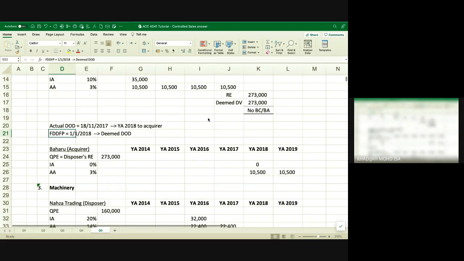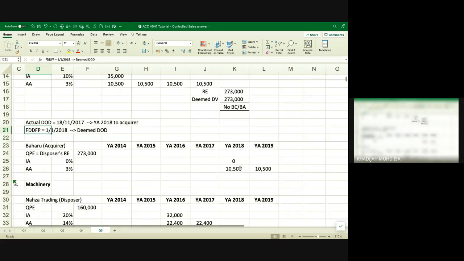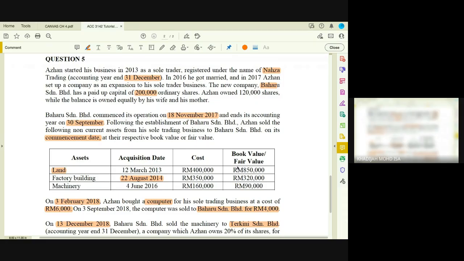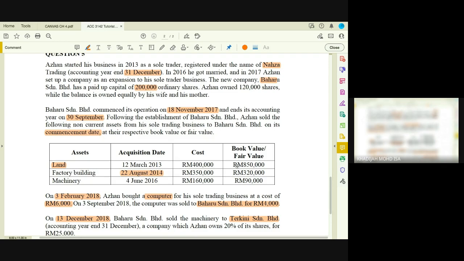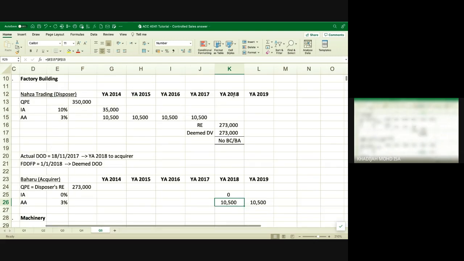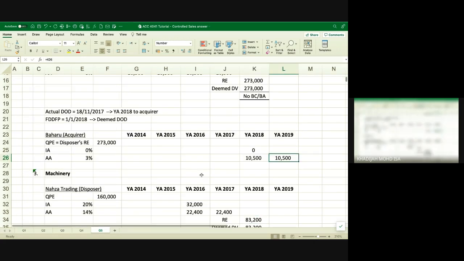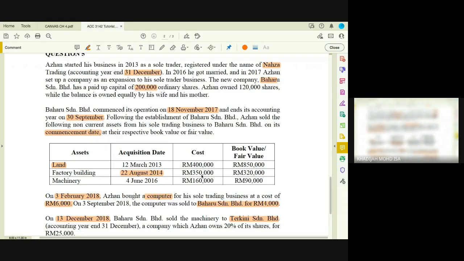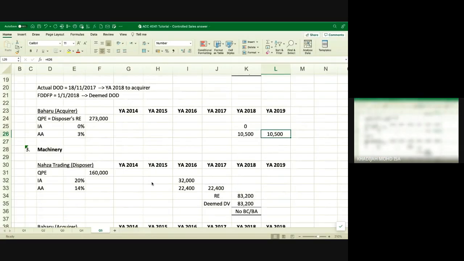On the factory building, the acquirer, in this case Baharu Berhad, even though he acquired the book value, for example, it is disregarded. So you're going to claim annual allowance in YA 2018. So 2018 means that you don't claim by Nahza, but 2018 onwards claim under Baharu Sdn Bhd. So that is on your factory building. And then on the machinery, similarly, but in this case you only acquired on 4th of June 2016. So that year is YA 2016, so the machine is claimed first in 2016.